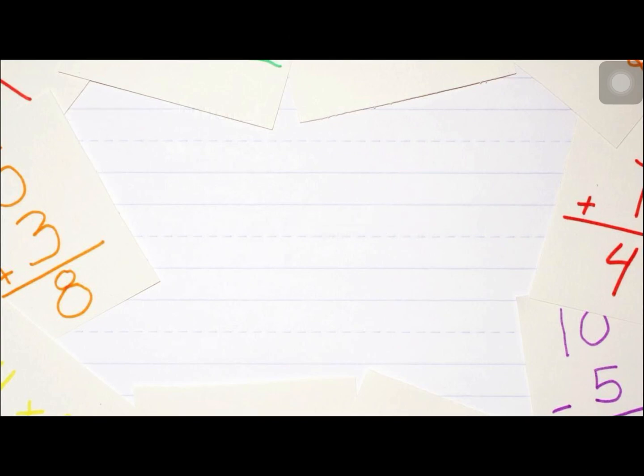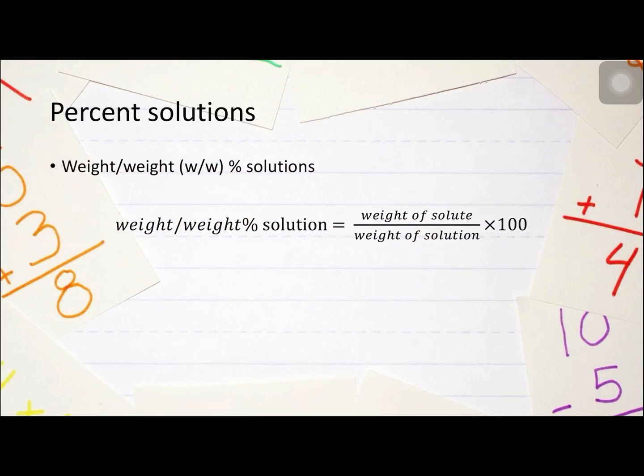Now, less common than the other two is our weight over weight solutions. Our weight over weight percent solutions can be computed using the weight of a solute. So, our solute here is a solid, and in the weight of a solution, again, we can weigh liquids. We do not necessarily have to have a solid solution. We can weigh liquids and then multiply it by 100. Once multiplied, you get your answer. Very easy computations, very simple.